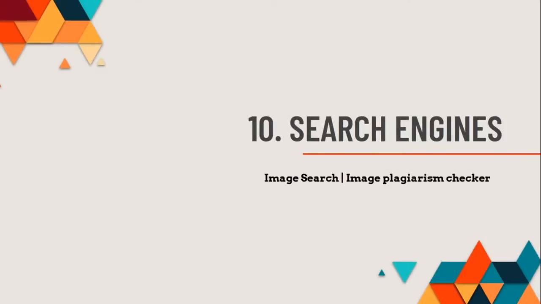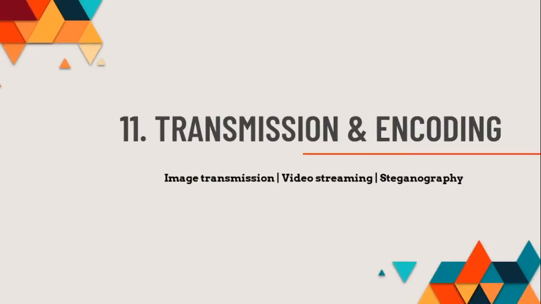And then search engines. If you take a search engine, there are a lot of search engine applications. For example, image search: you are doing an image search, so based on your text search, it is giving you image-related results. And then image plagiarism checker, which is nothing but if you are using any copyrighted images, from the search itself it can identify it with the help of image processing. So those kinds of search engine applications for image processing.